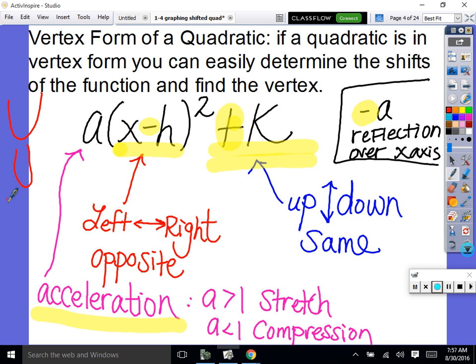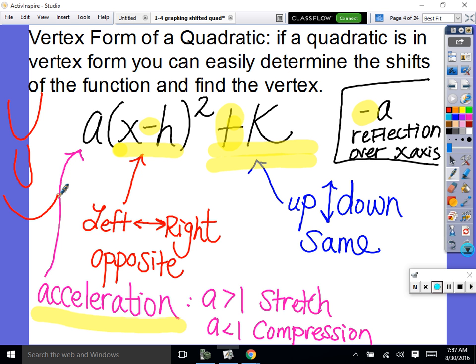Now, if your a value is less than 1, if your acceleration is smaller than 1, there's less of an acceleration, so it's more open like this. That's called a compression, because I'm taking it and squishing it, compressing it, so that there's less of an acceleration.